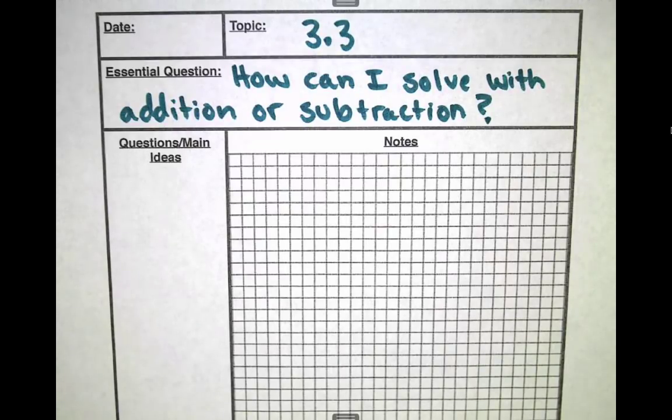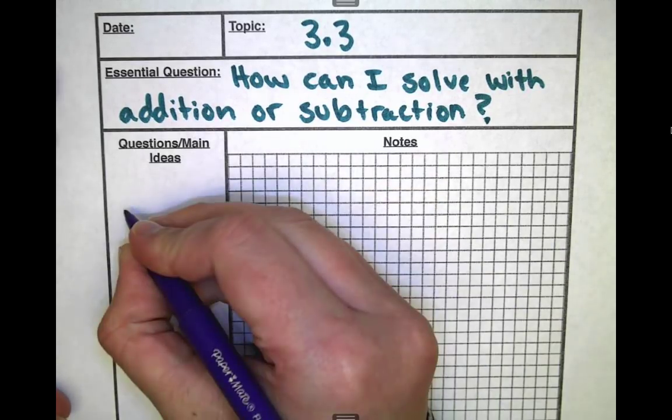Hey guys, we are going to do another 3.3 video, and today our focus is how can I solve with addition or subtraction. So we are working on solving equations, and we're really working on just how do I solve and how do I show my work and how do I check my answer. So those are some of the steps we're focused on.